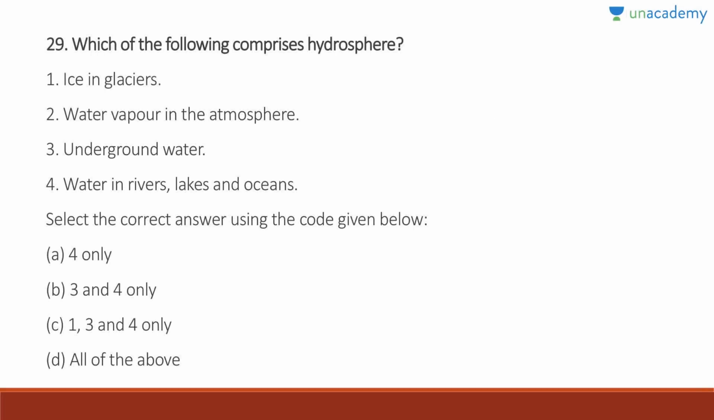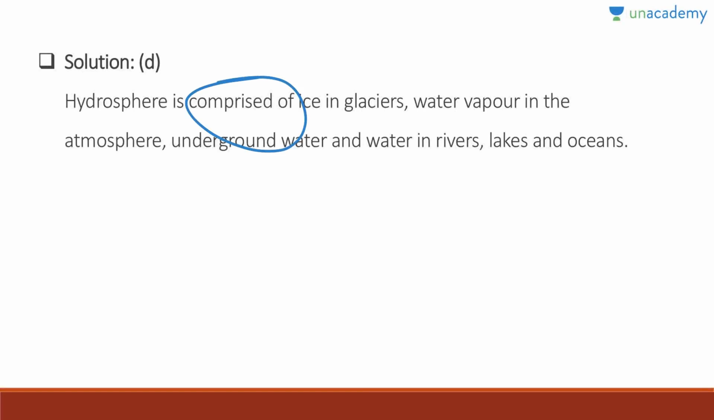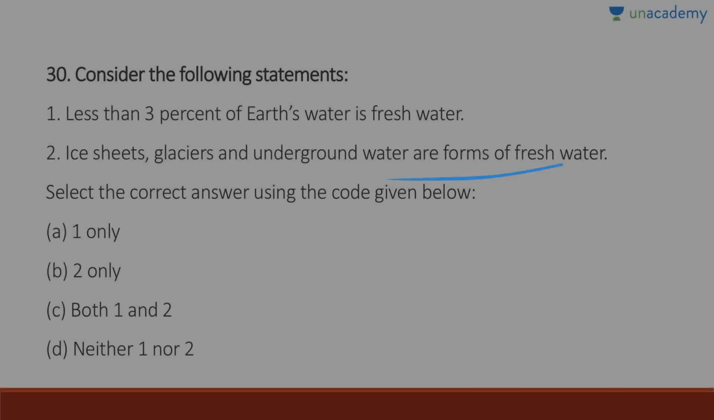Question number 29. Which of the following comprises hydrosphere? Ice and glaciers, yes. Water vapor in the atmosphere, yes. Underground water, yes. Water in rivers, lakes and oceans, yes. So answer here is D, all of the above. So all these statements are correct. So hydrosphere is comprised of ice and glaciers, water vapor in the atmosphere, underground water, water in rivers, lakes, oceans, etc. So all these come together to form hydrosphere.